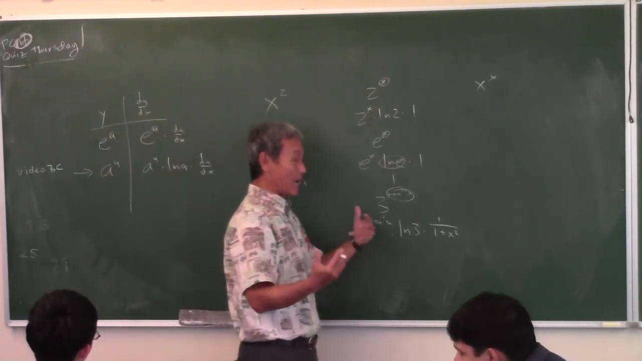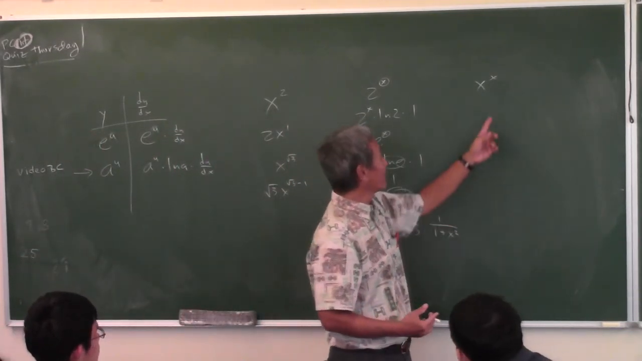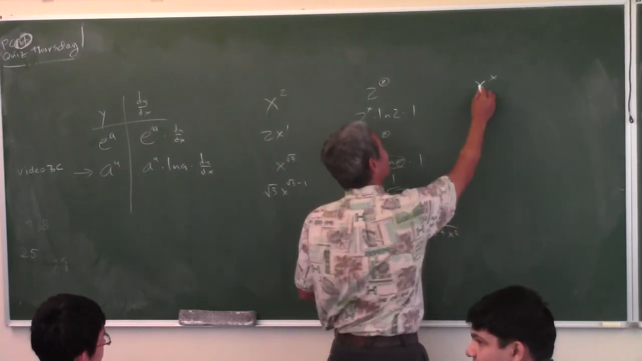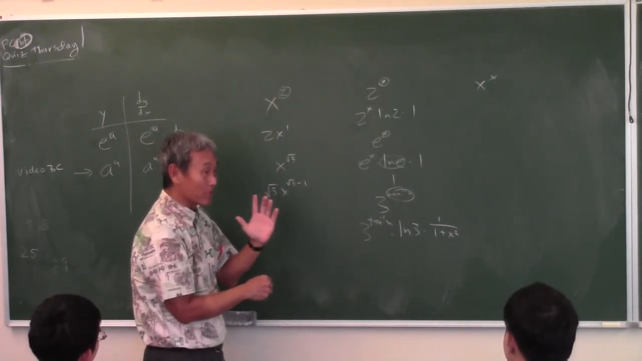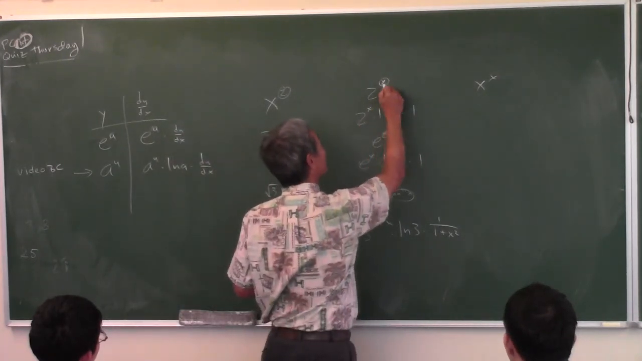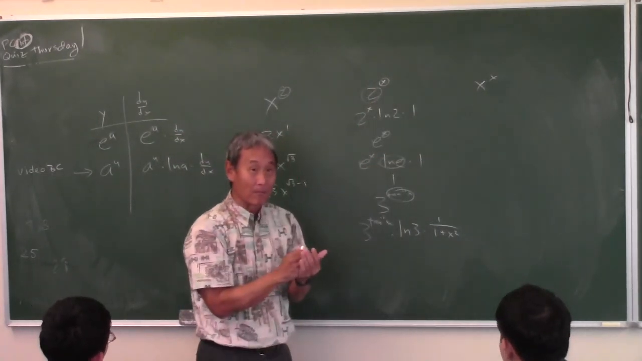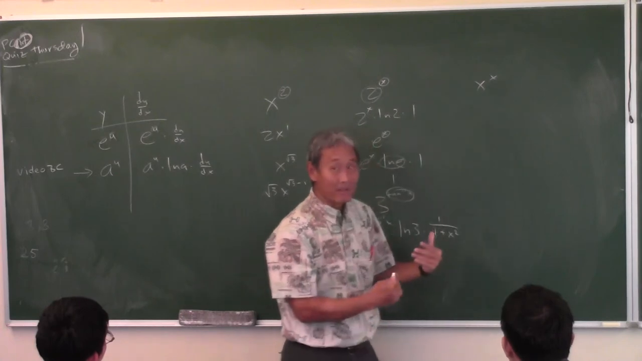There. This is what we need the time for. But what about when you have... See how in this one, the power is a number? The exponent is a number. And when you have an exponential function, the base is a number. What happens when neither is a number though?